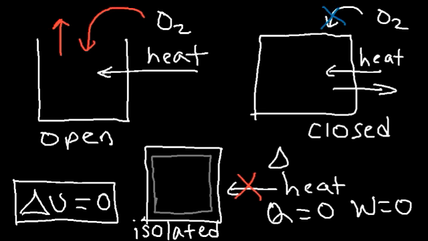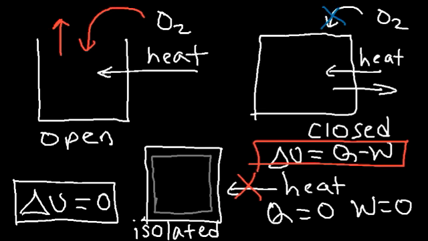The equation delta U is equal to Q minus W typically applies to a closed system where energy can enter into or out of it. For an open system, you have to take into account the amount of matter that enters or leaves the system. But this equation usually applies to a closed system.